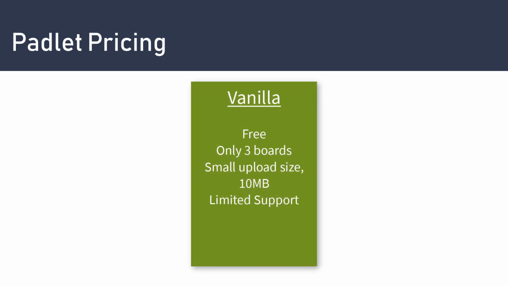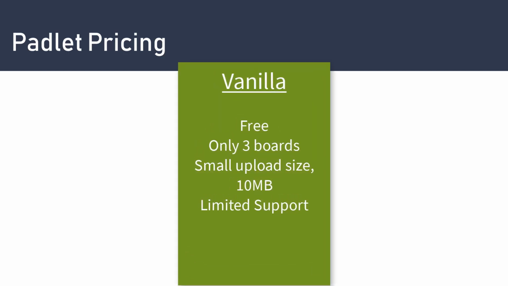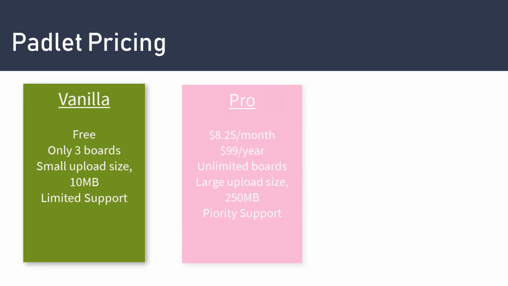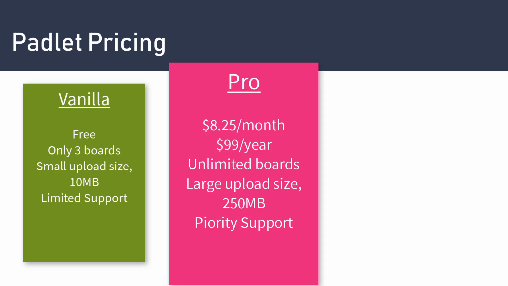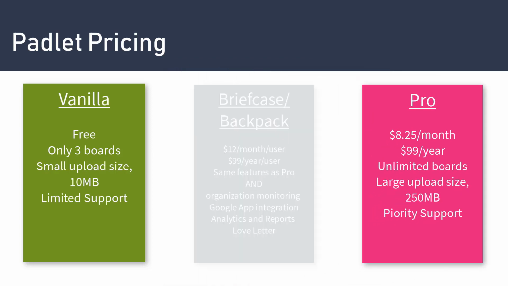On to the pricing element, which is usually a make or break for organizations. They do offer a free version. It has the exact same functionality as what we saw in the demo, but it's far more limited. You only get 3 boards and you can only upload files that are 10 megabytes. The Pro plan is your next level, and it is $8.25 a month, $99 for a year. It features unlimited boards, 250 megabyte file uploads. You can organize your work into folders, and you do get priority support.